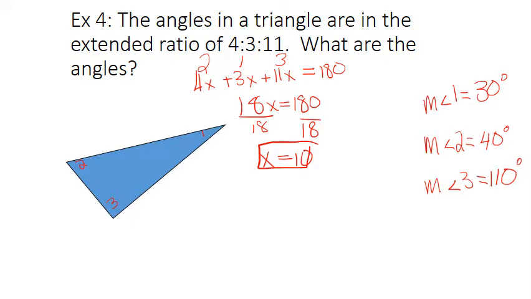And would it have mattered if I said angle 2 was 40 degrees and angle 1 was 30, or if angle 1 was 40 degrees and angle 2 was 30 degrees? It wouldn't. I just needed these three separate numbers, 30, 40, and 110.